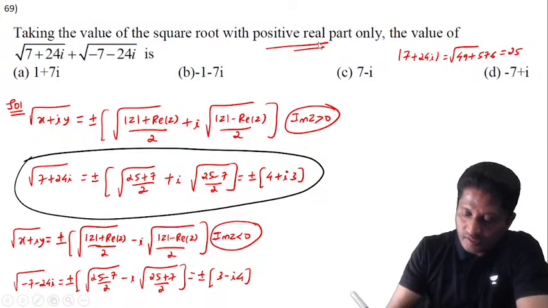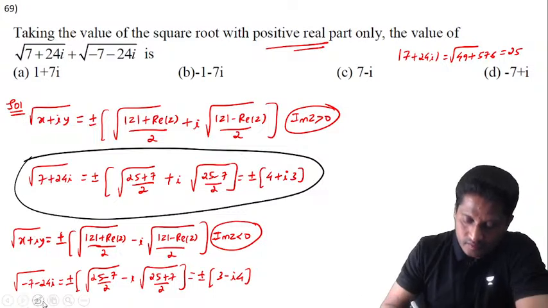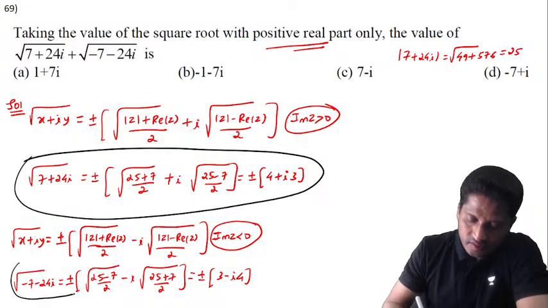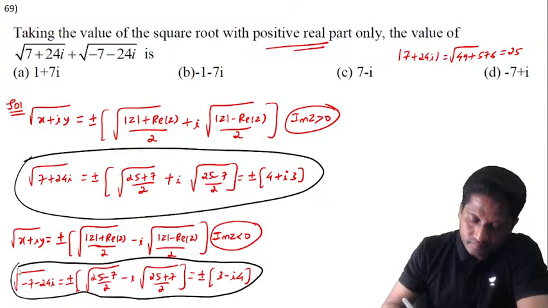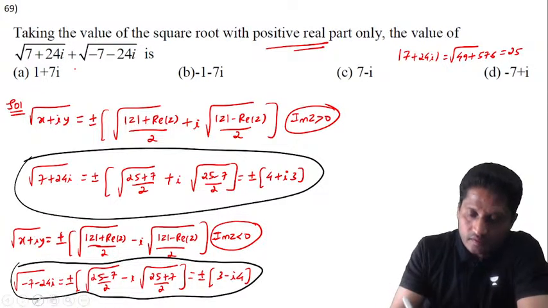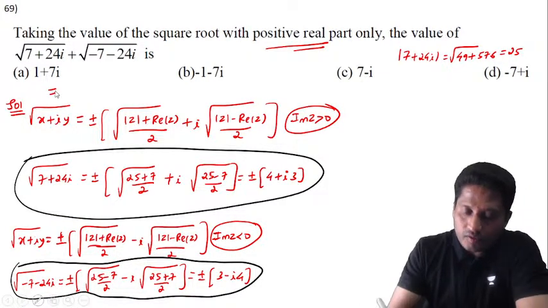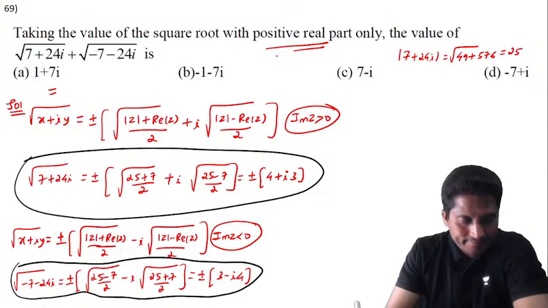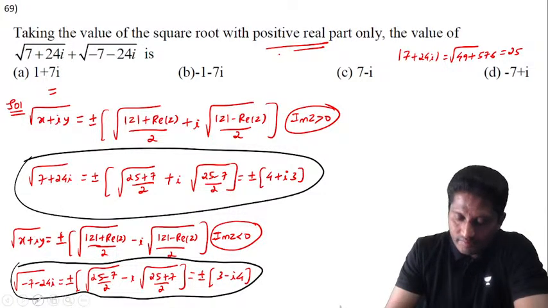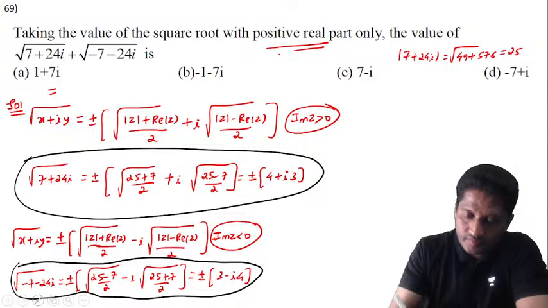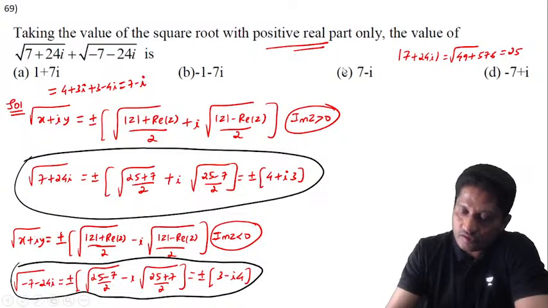Now if I substitute in the question, this becomes root of 7 + 24i. If I take the positive real part, it is 4 + 3i, plus this is equal to 3 - 4i. That's equal to 7 - i. Right, answer is option C.